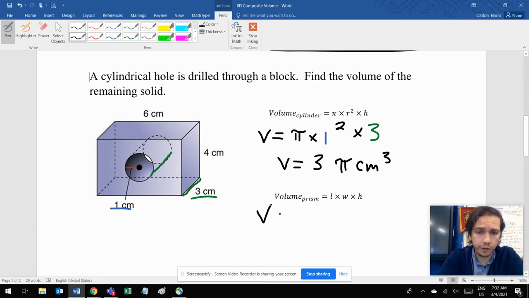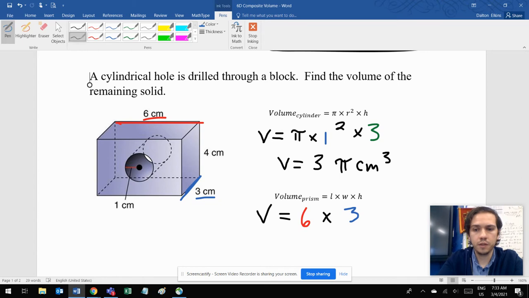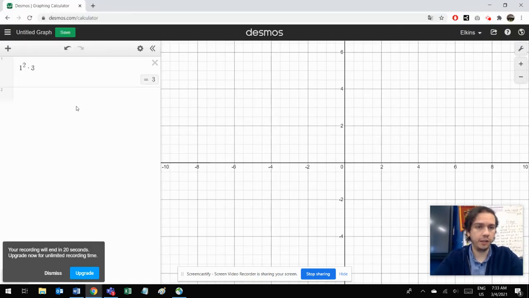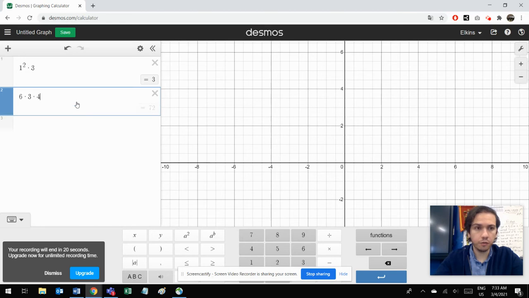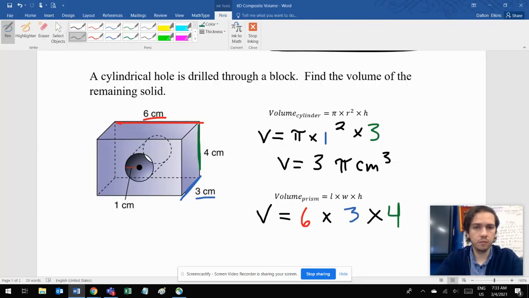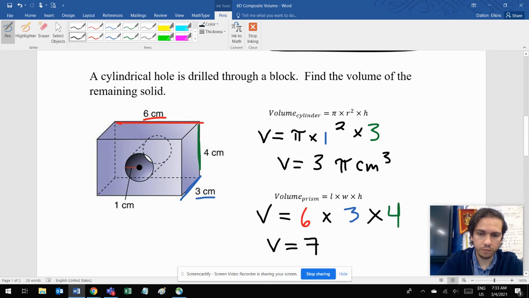So I need to now look at only the prism's measurements. We need to look at the length, the width, and the height. Things can be moved around, right? The length here is 6. It's this entire distance here. So 6 times the width, which we said was 3. It's this dimension here. And then we have a height of 4. So 6 times 3 times 4. Let's go ahead and calculate that out. 6 times 3 times 4 is 72. The volume is 72 centimeters cubed.